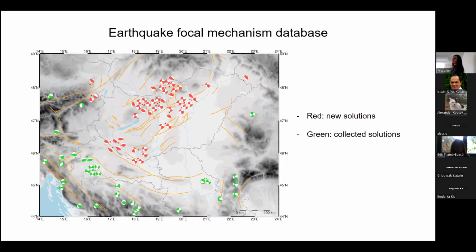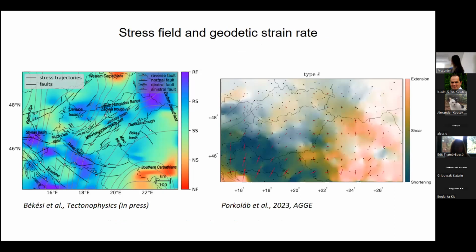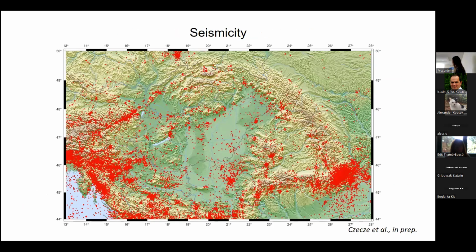Here we also have new focal mechanism solutions from inside and all around the Pannonian region. Based on those focal mechanism solutions, we managed to produce a new stress study. And we also had access to a new dense GNSS network, which facilitated the study in more detail of the strain field of the region. Additionally, a new seismic catalog was produced, which is revised and available for the wider region as well.